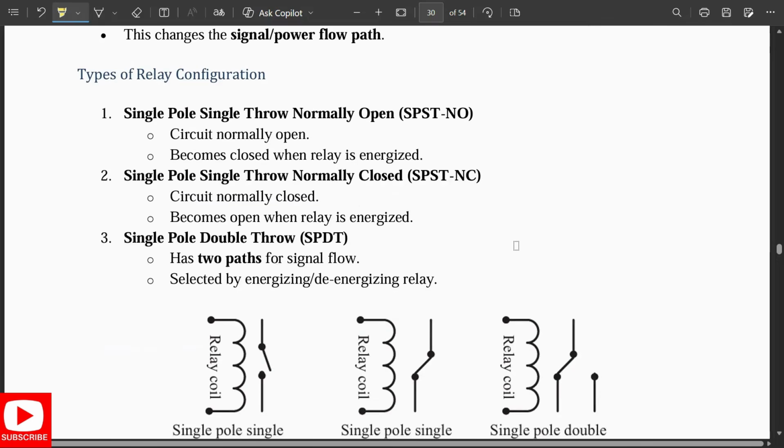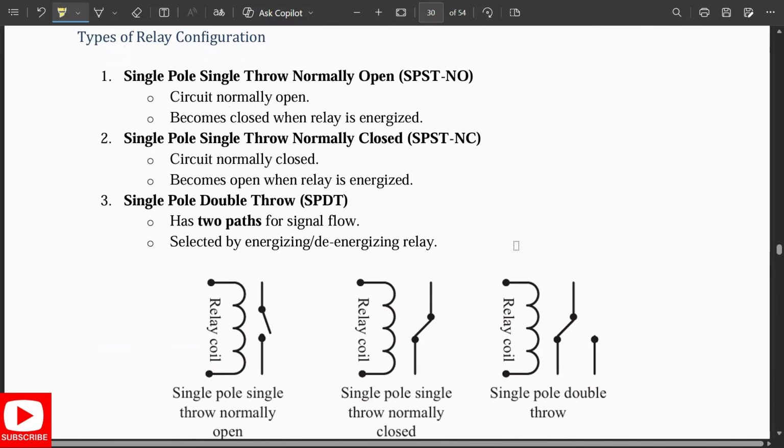So we are having different types of relay configuration. First one is single pole, single throw, normally open, that is SPST-NO. So here the circuit is normally open and becomes closed when the relay is energized. Second one is single pole, single throw, normally closed. So here the circuit is normally closed and becomes open when it is energized. Reverse to the first one. Third one is single pole double throw. Here it has two paths for the signal flow, selected by energizing or de-energizing the relay.